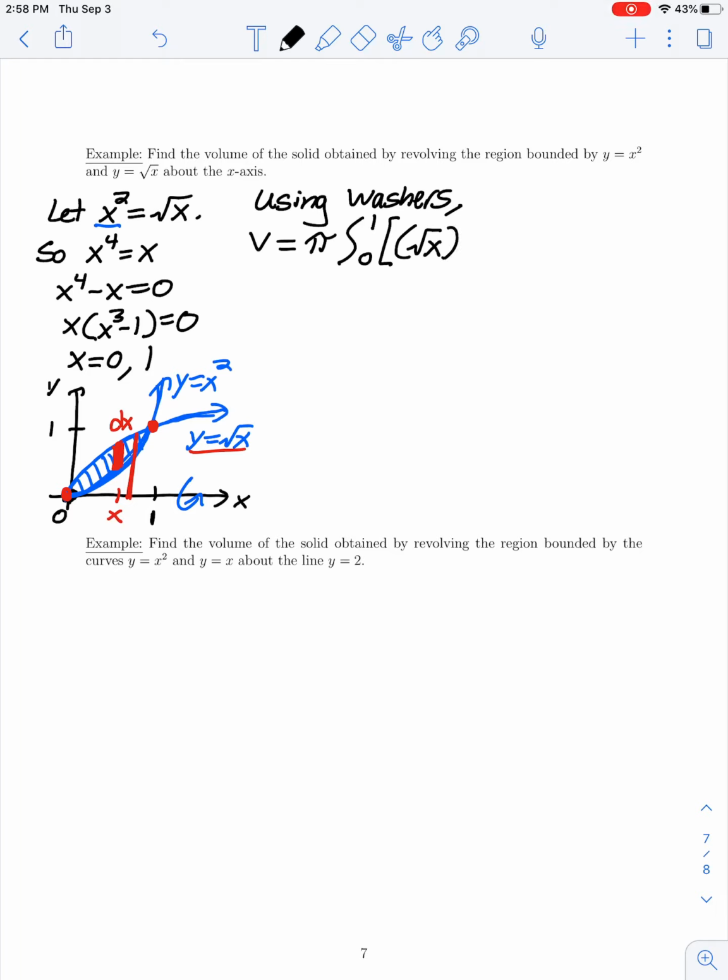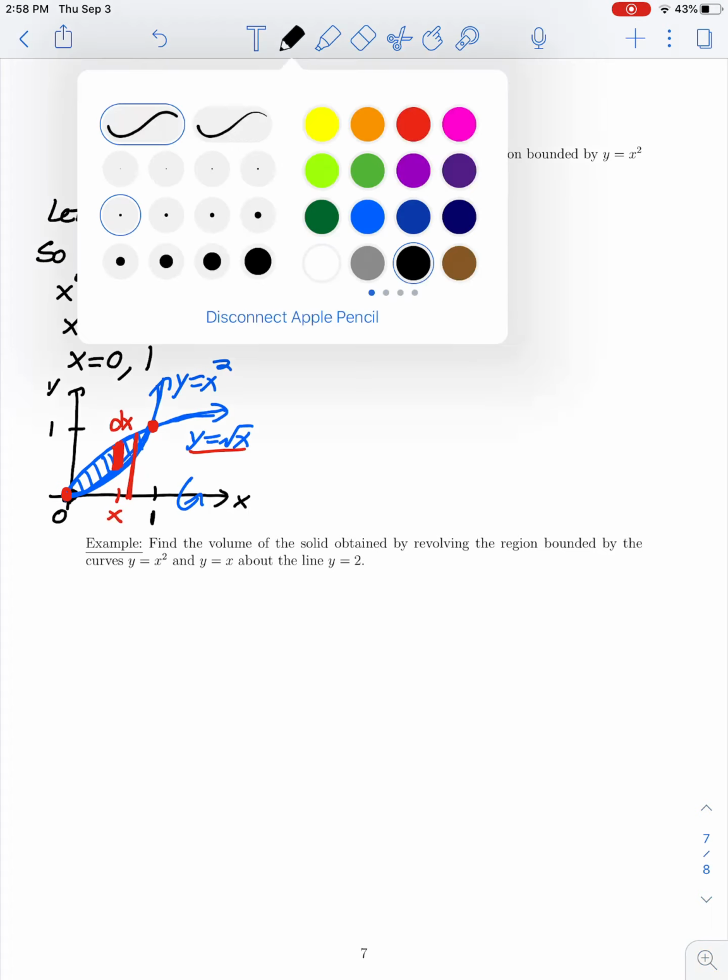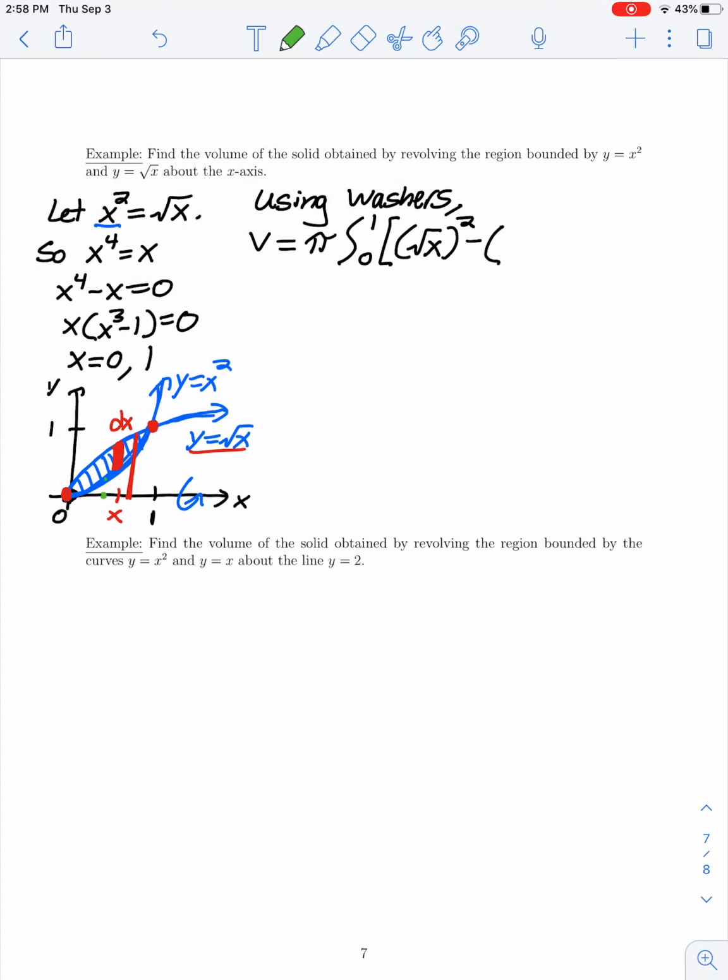So we take that outer radius of our washer squared, and then we subtract the inner radius, which would be the distance from the x-axis to the lower curve, which was our parabola, y equals x squared. And we're squaring that radius and multiplying by the small width of this washer-shaped cross-section, dx. So integrating this, we're adding up all of the volumes of these little washer-shaped cross-sections from x equals 0 to 1, and that gives us our total volume.